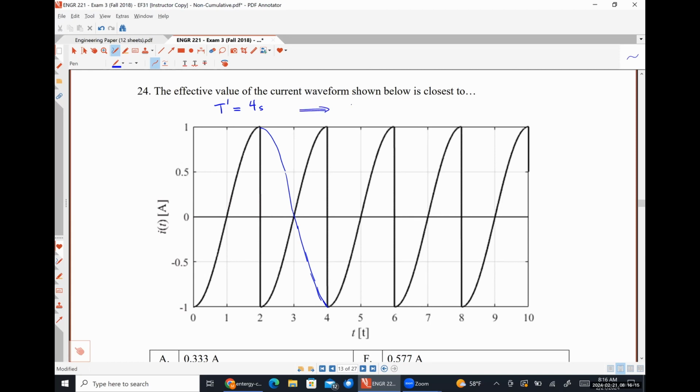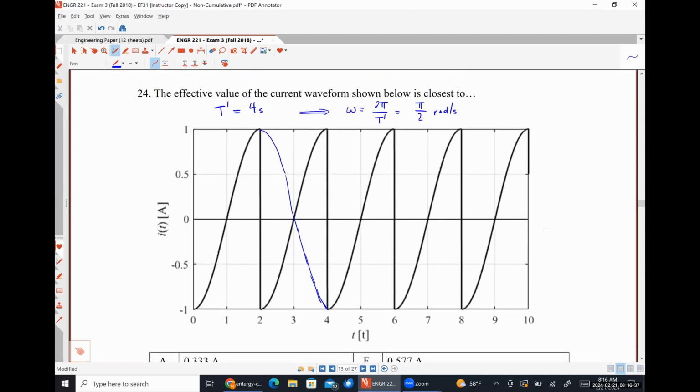And so from that, omega should be 2 pi over T prime, which is going to look like pi over 2 radians per second. So now I can say that this wave shape here, so I have an amplitude of 1. So I'm going to have cosine of omega, so pi over 2 times t, and it's a negative cosine function because the amplitude starts at negative 1 at t equal to 0 instead of positive 1 at t equal to 0. So now I've described what the signal looks like over one period, right?